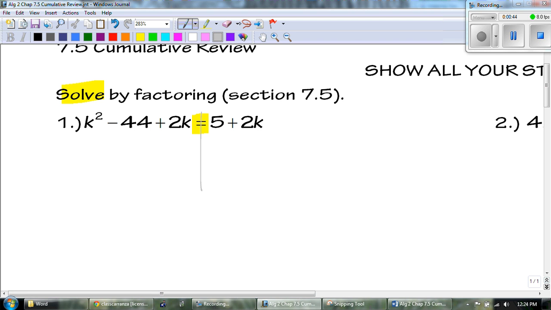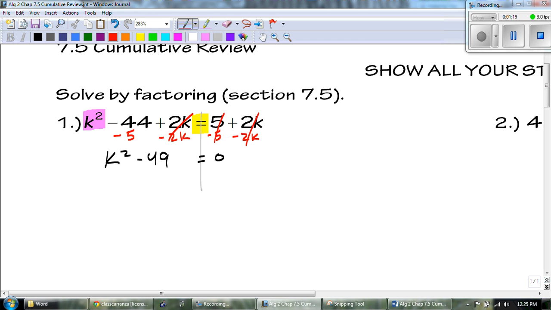Now, the first thing we have to do is set everything equal to 0. So I am going to be looking for my leading coefficient, and I want to make sure that that stays positive. So I'm going to subtract the 5 and the 2k to the other side. Those cancel, and I'm left with 0 on the right side like we wanted to. We're left with k squared minus 49, and the 2k and the 2k cancel out.